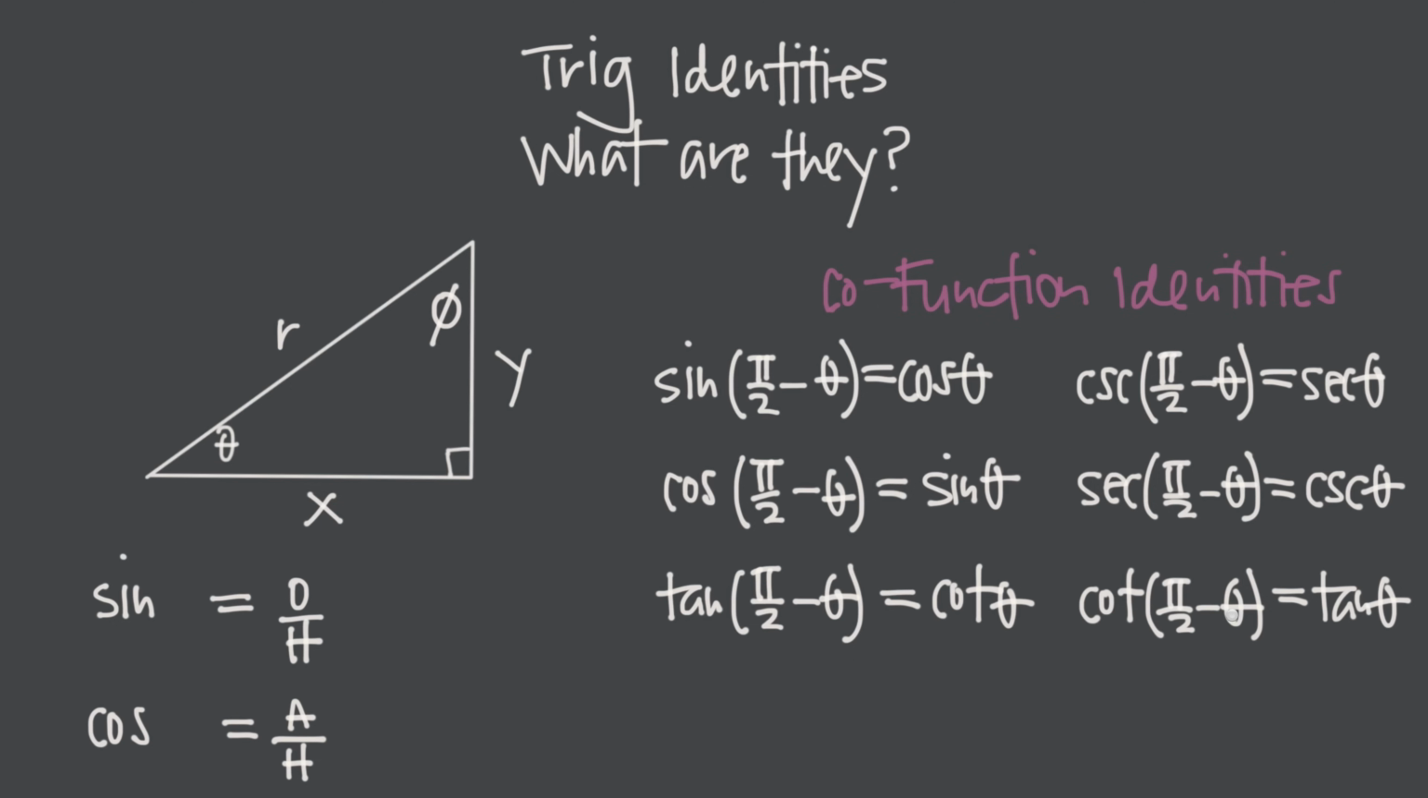You'll notice that in the third row here, we have tangent related to cotangent, and then on the other side, cotangent related to tangent. So that's really clean because they make a pair with each other. What we see here is that we have a relationship between sine and cosine, and then down here, a relationship between cosine and sine. Same thing here, cosecant and secant, and then secant and cosecant.